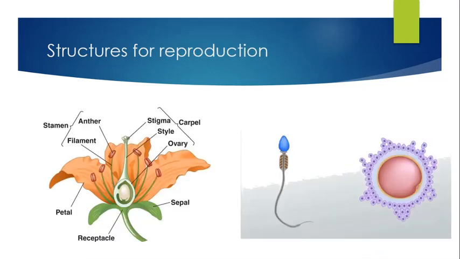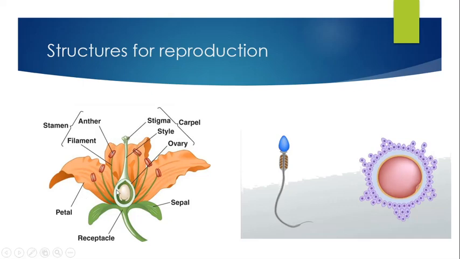Also, we have structures for reproduction. As you know, all living things should reproduce, from 1 to 2 to 4 to 8, 16, and so on, because reproduction is the best way to keep a specific species alive. For example, in plants we have structures for reproduction. Here we have a flower.